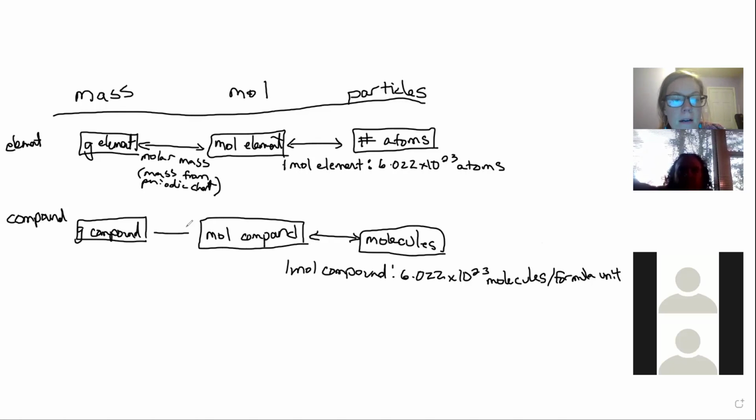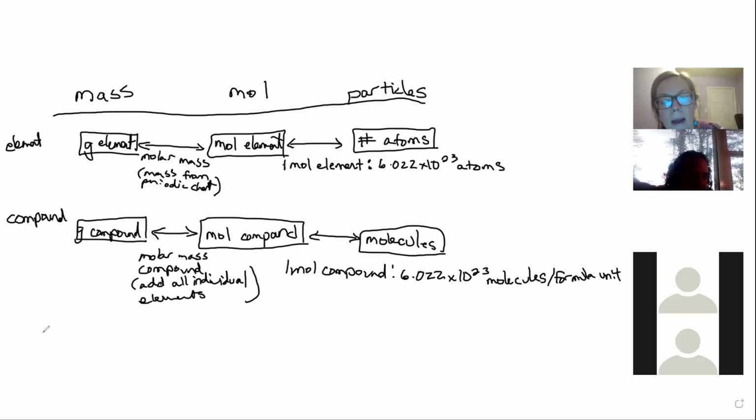This step here is calculated by the molar mass of the compound, and you have to calculate that. So molar mass of compound. And the way you calculate that is you add all individual elements.